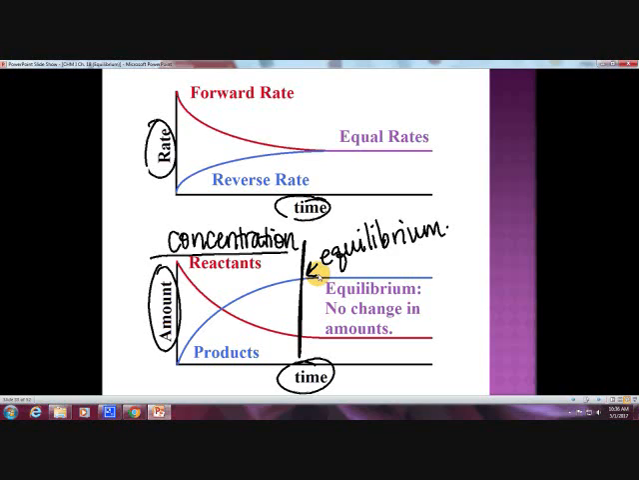On the top graph, we're talking about the rates only. Same thing. At time equals 0, there's only reactants present, so we can only do the forward reaction. At time equals 0, there's no products, so the reverse reaction can't take place. But as you keep going in the forward direction, you make the products, so then the reverse can start. And over a period of time, the rates become equal. When the rates become equal and go into one line together, that's saying that the equilibrium is reached right there.